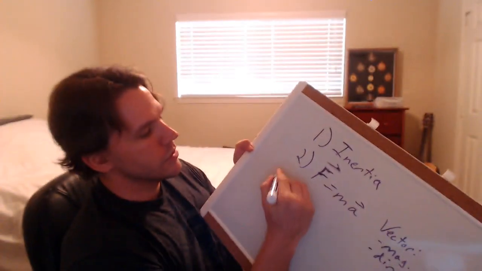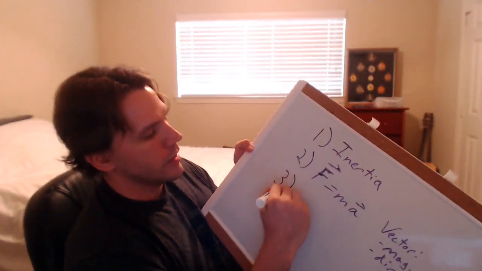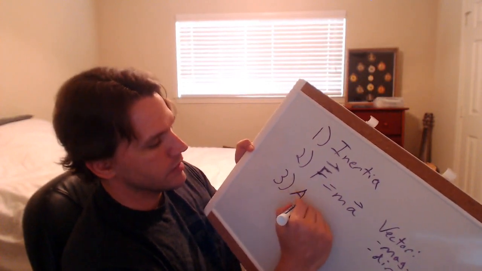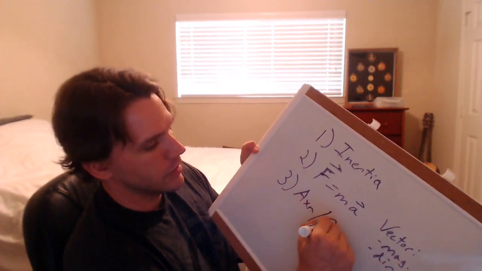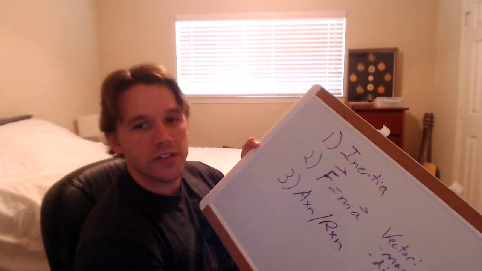Number 3, Newton's third law, is something we call action-reaction. I'm going to abbreviate it this way, AXN/RXN. But all this means is that for every action, there is an equal and opposite reaction. In the context of forces, it's really what this is talking about. If I push on something, that something is going to push back on me. I'm sitting in my chair right now, and the chair is pushing back up on me with an equal force in the opposite direction. These forces, again, forces are vector quantities, so forces have a direction associated with them.